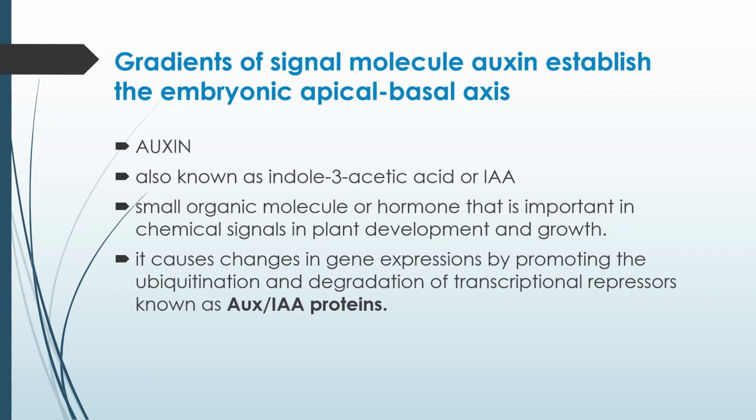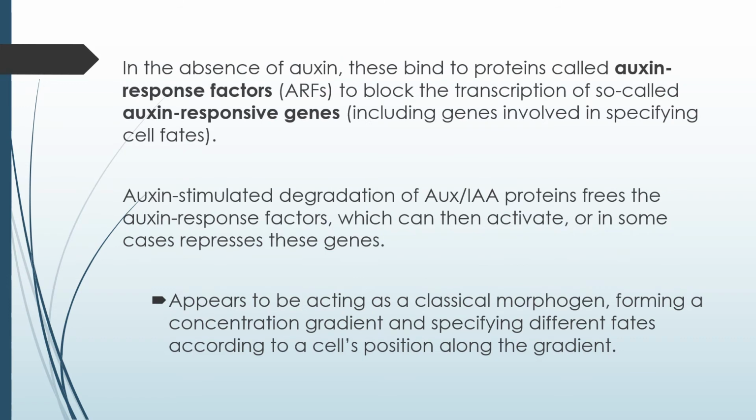the transcriptional repressors known as IAA proteins. So, in the absence of the auxin, these bind to proteins called the auxin response factors or ARFs, to block the transcription of the so-called auxin responsive genes, this includes the genes involved in specifying the cotyledons. So, the auxin-stimulated degradation of IAA proteins frees the auxin response factors, which can then activate or in some cases repress these genes. So, it appears to be acting as a classical morphogen, forming a concentration gradient and specifying different fates according to a cell's position along the gradient.